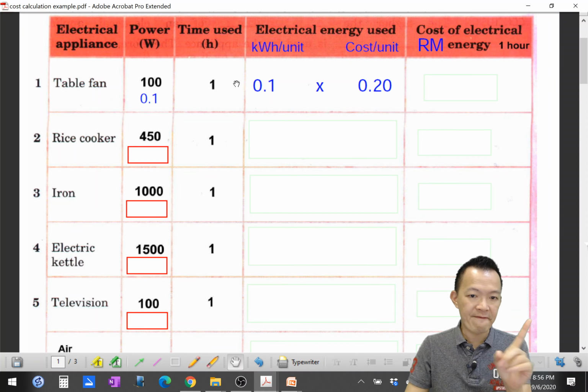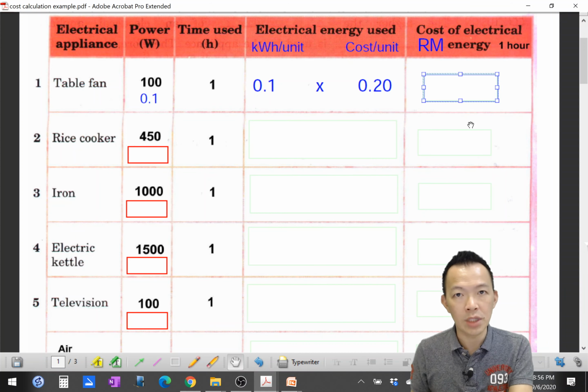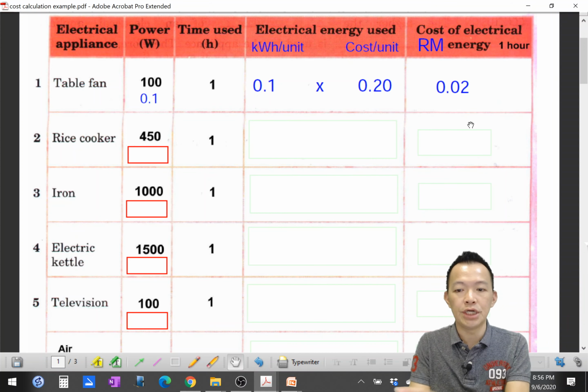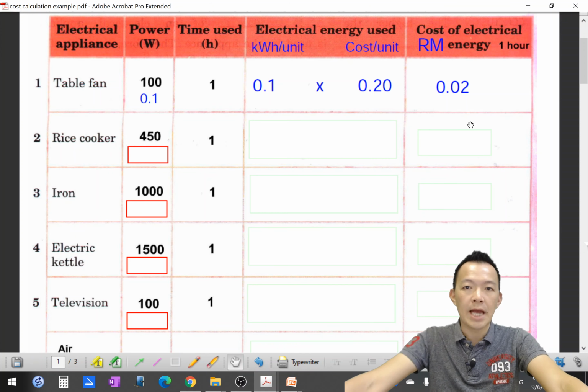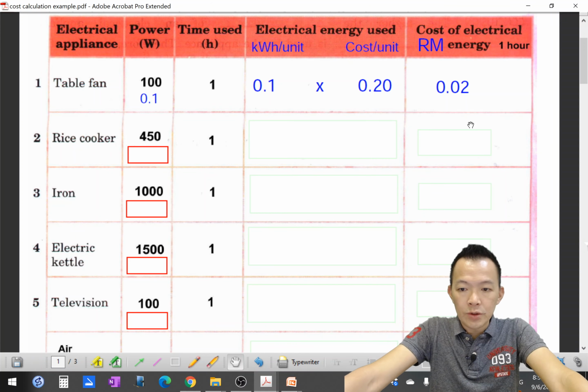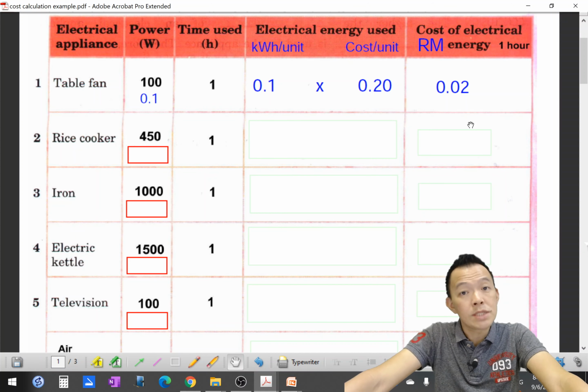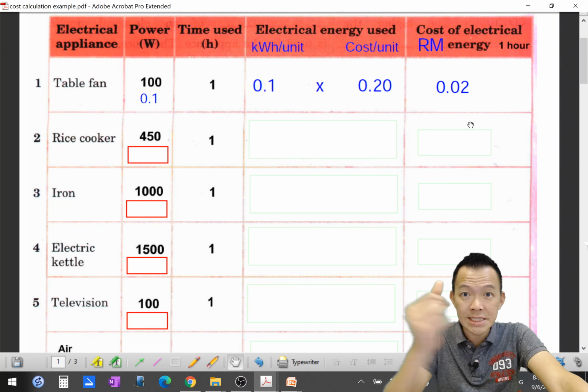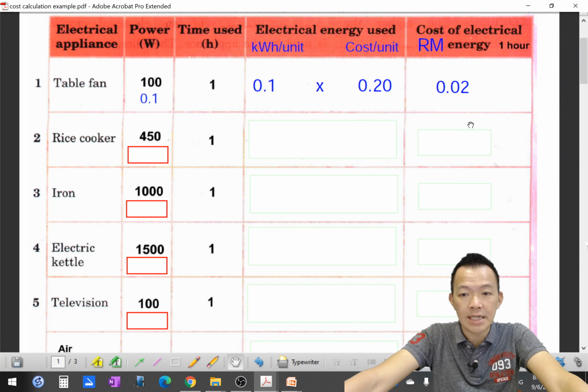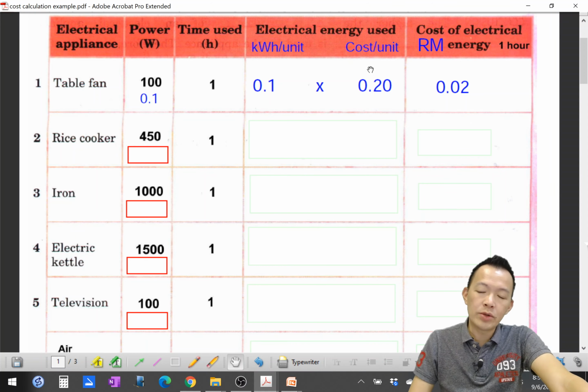So if you turn on the fan for 1 hour, how much should you pay to TNB? 0.02 ringgit, or equal to 2 cents. The copper ceiling, 1 cent, 1 cent, totally will be 2 cents. You must believe it. So one unit is 20 cents. But actually, it's not 20 cents.